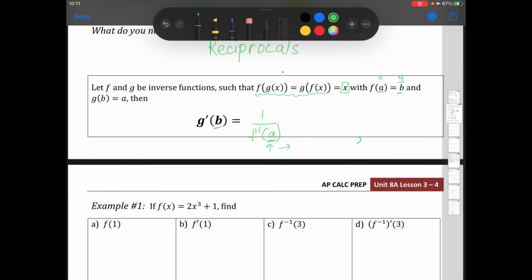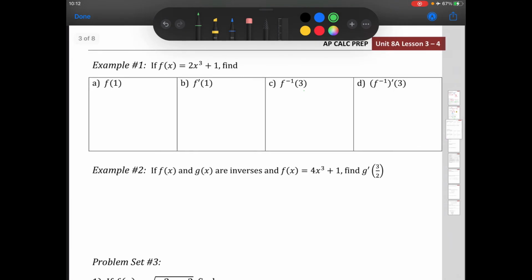These are your original. This is what I want you to understand. This is the original x, and this is the original y. Okay, so that's what it is. This is what we're going to be using in the entire lesson, and we're going to be doing these questions. So let's get started with example 1.